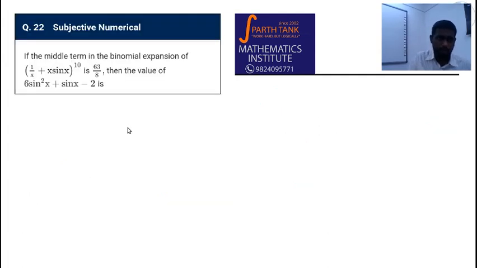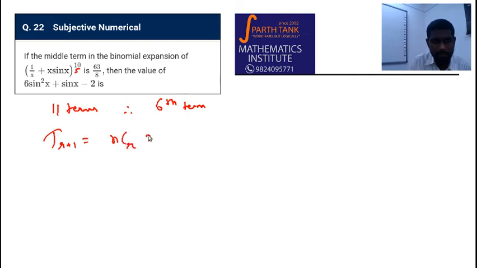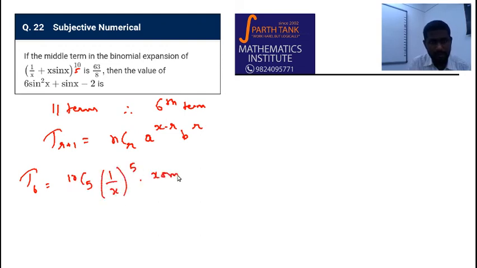Question number 22. If the middle term in the binomial expansion of this is 63 by 8, then find the value. Power 10 means there are 11 terms. Therefore, the sixth term is the middle term. And we know T(r+1) is nCr, the first term to the power n minus r, and the second term to the power r. So T6 is going to be 10C5, 1 by x raised to 5, and sin x raised to 5. Now this is given to be 63 by 8.